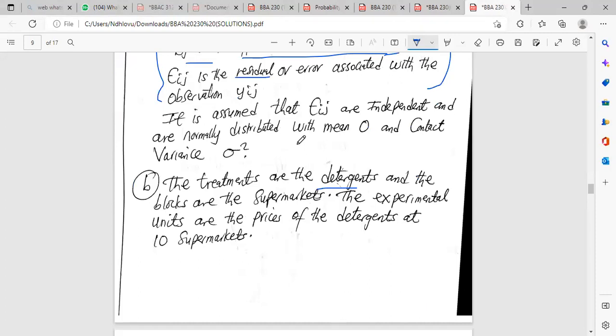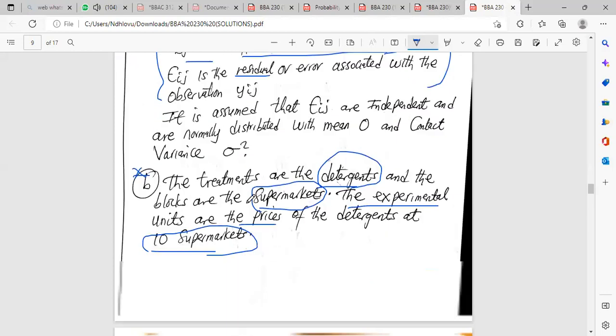So getting down here, treatments are the detergents. These are the treatments. And then the blocks are the supermarkets, where the detergents are sold. So the experimental units are the prices of the detergents at the 10 supermarkets. So this answers part B of the question.